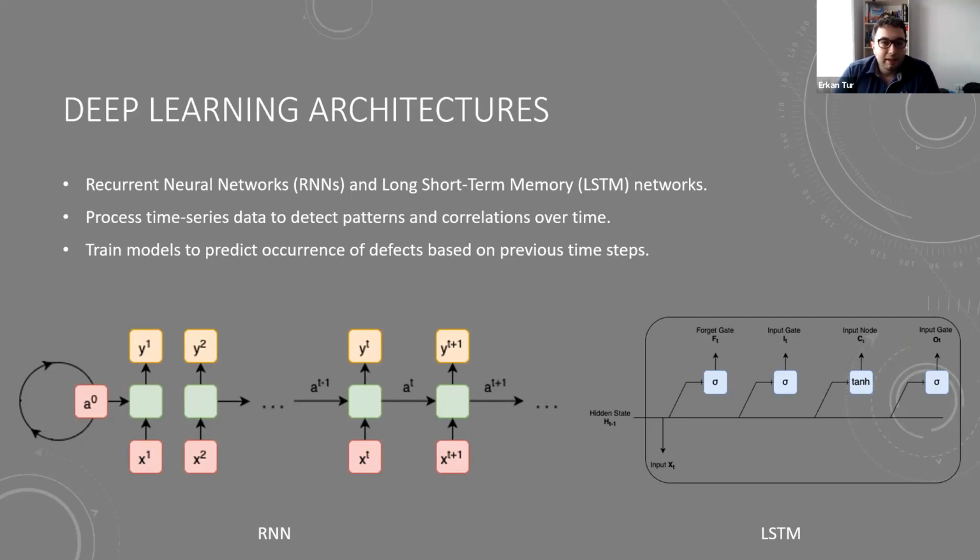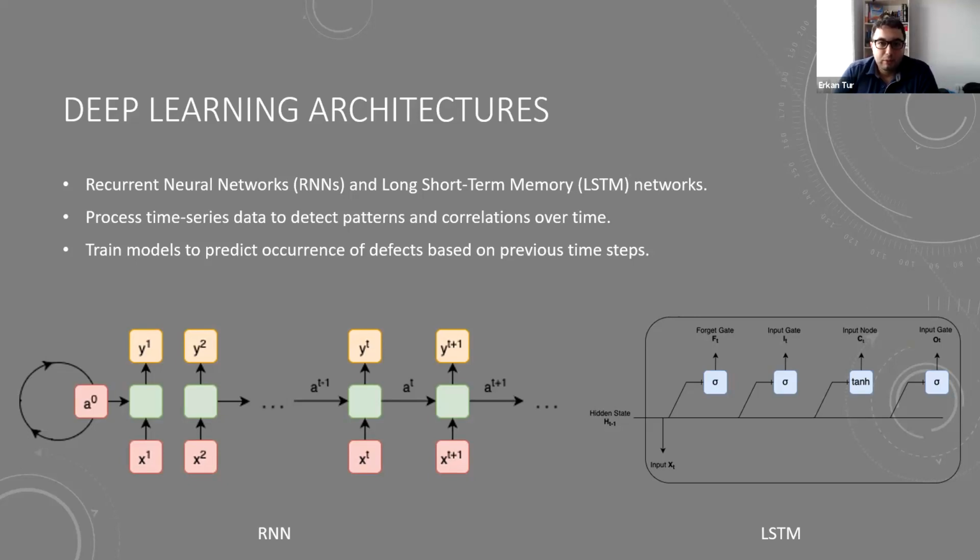The RNN and LSTM models comprise several layers, including LSTM layers, fully connected layers, and a final output layer. The model was trained to predict the occurrence of a defect based on the previous time steps using the mean squared error loss function. The model's performance was evaluated based on its accuracy in predicting the occurrence of defects in the validation set.